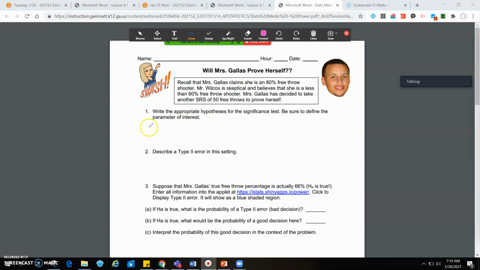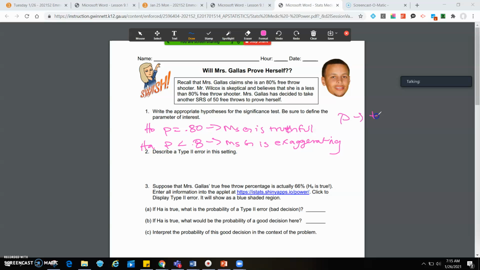So first of all, we want to know whether or not she's an 80% free throw shooter. Okay? And somebody said, oh no, you're less than an 80% free throw shooter, which means that Miss G is exaggerating. Or Miss G is truthful. And P is the true proportion of free throws made by Miss G.